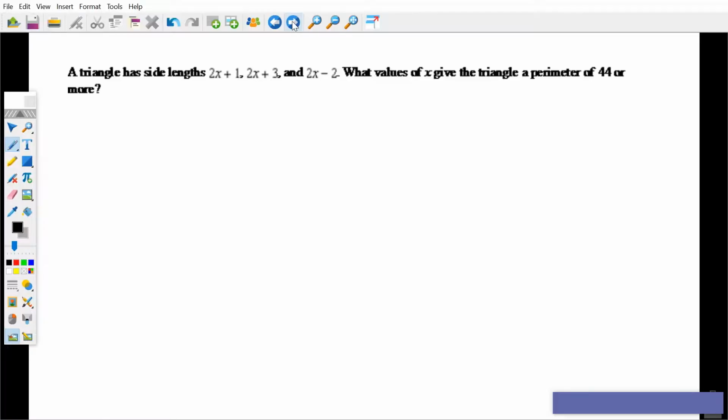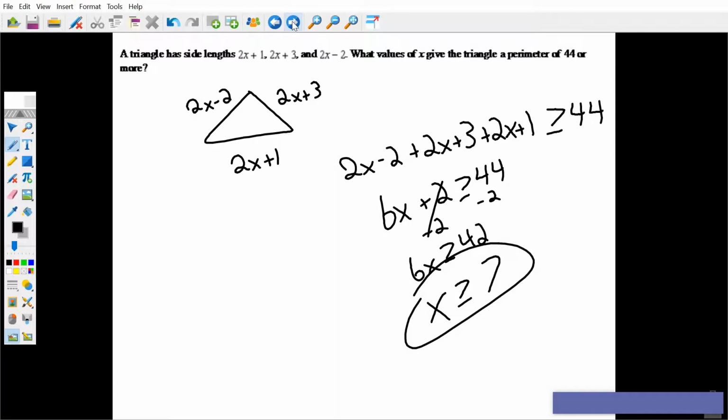The answer is x is greater than or equal to 7. So we have the three sides of the triangle, the perimeter. We have to add up all three sides, and we need it to be 44 or more, so it's greater than or equal to 44.